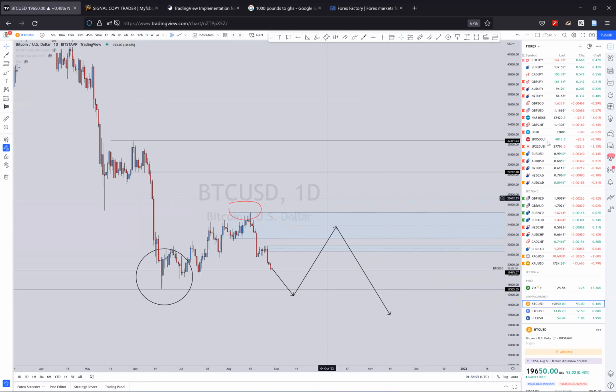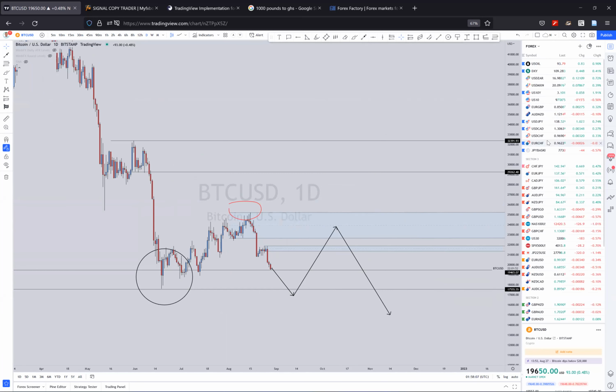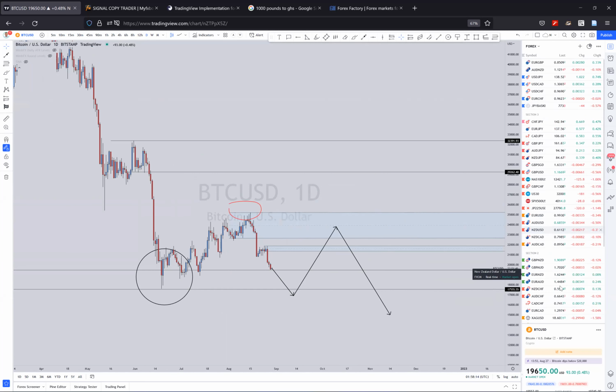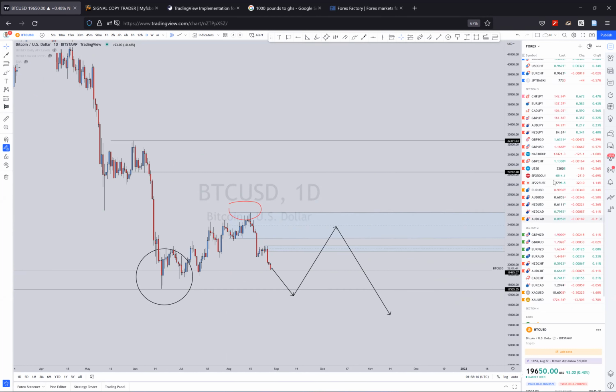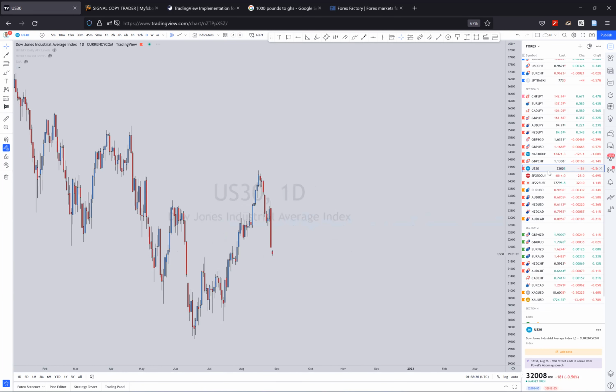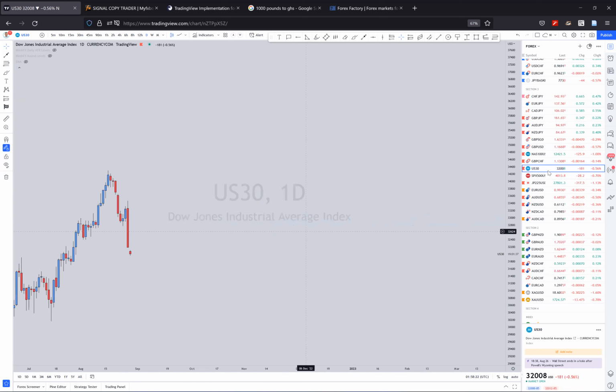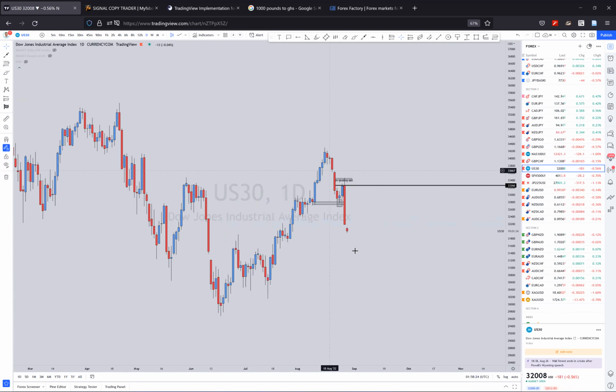So we had a lot of moves last week going into the weekend, a lot of big moves, especially on stocks and stock indices. We see a very significant shift in the market on US 30, a very big drop. And even with the market opening today, we see the momentum continue dropping to the downside.